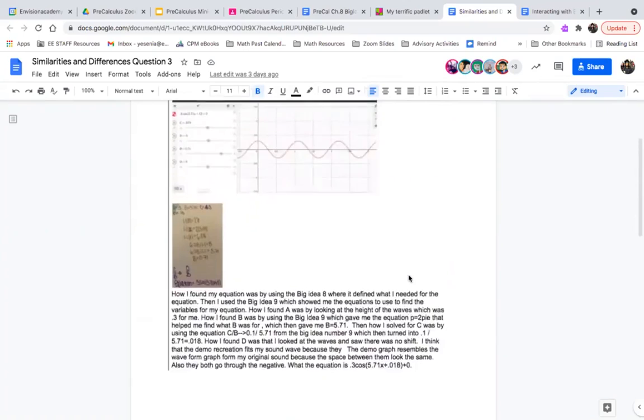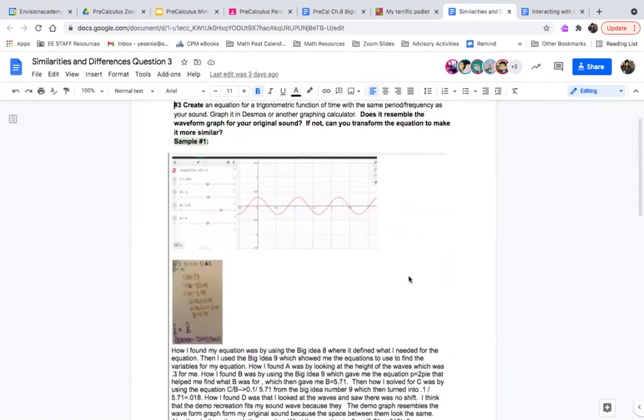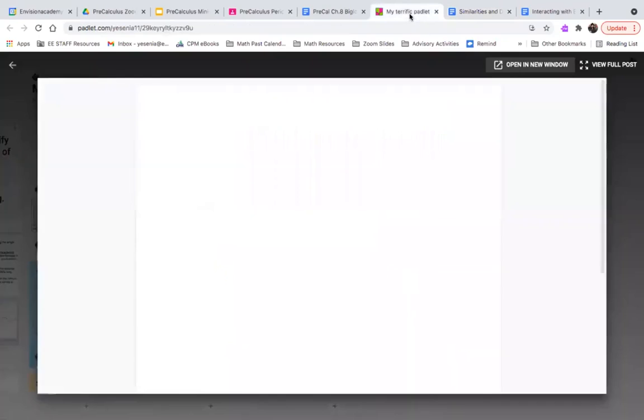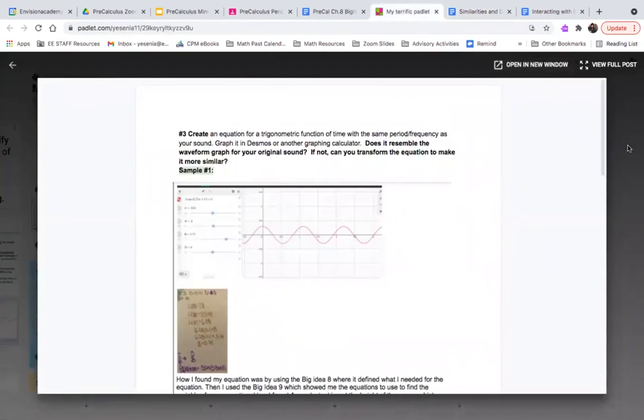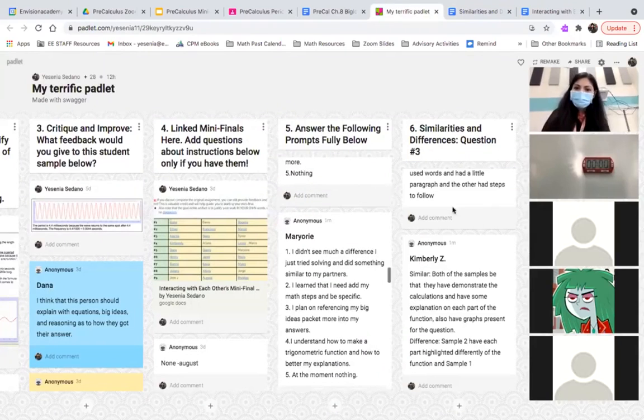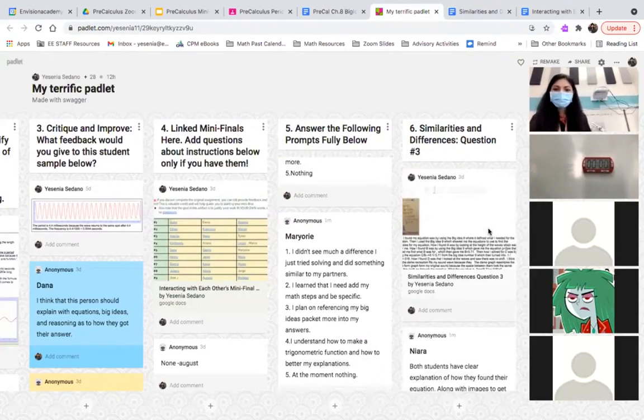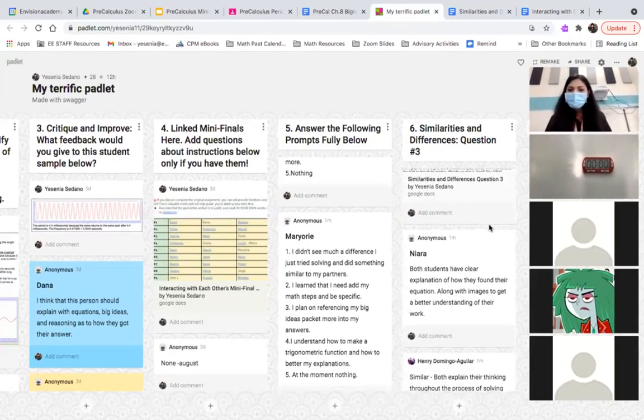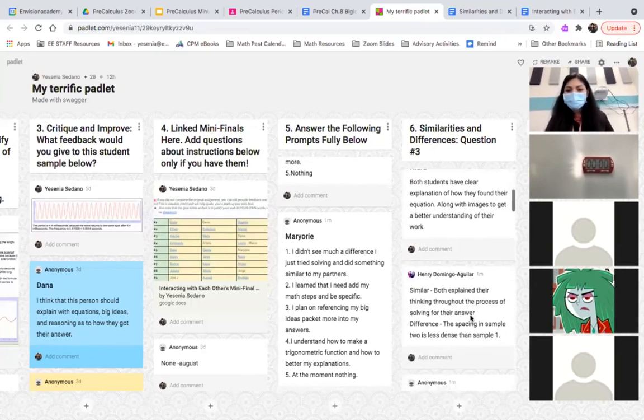So here are the 2 student samples. You're going to go ahead, read through it, analyze it, and then we're going to transition into the Padlet and jot down similarities and differences. So let's take a look at some of the similarities and differences y'all noticed. We have both students have clear explanation. I agree. These were both really nice. Very explained. They tried to use evidence and backup, and this says along with images to get a better understanding of their work. They both explained their thinking.